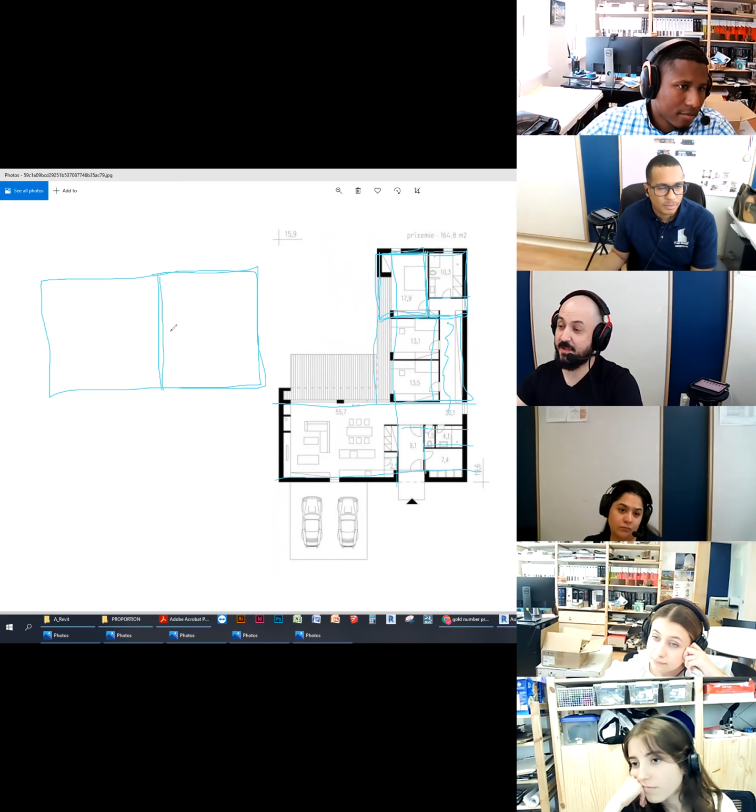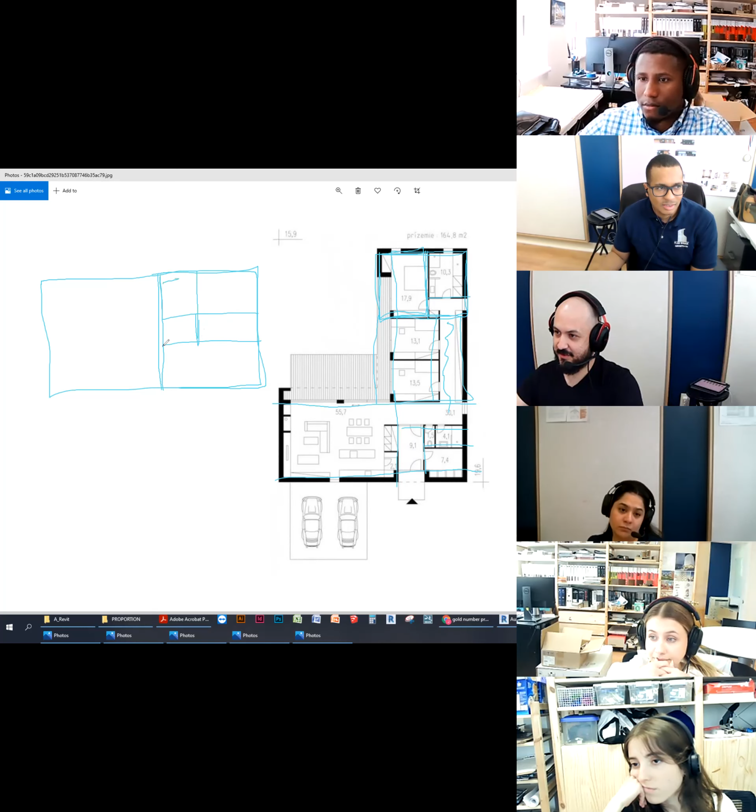What I have to do is find a way to create two bedrooms and the bathroom. Is this really a bathroom? All this long space, what's going to happen? We need to break it, right? We need to break it. So you see this is the square, and now I'm breaking it here and here. This is going to be the bathroom.